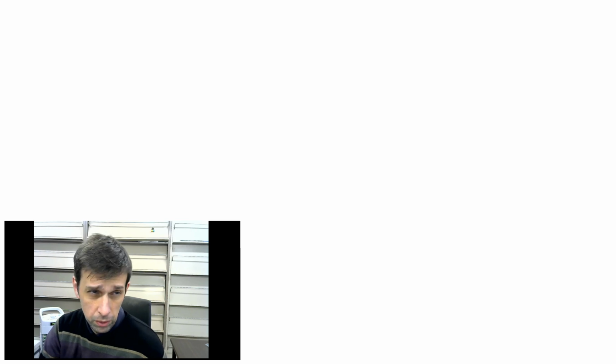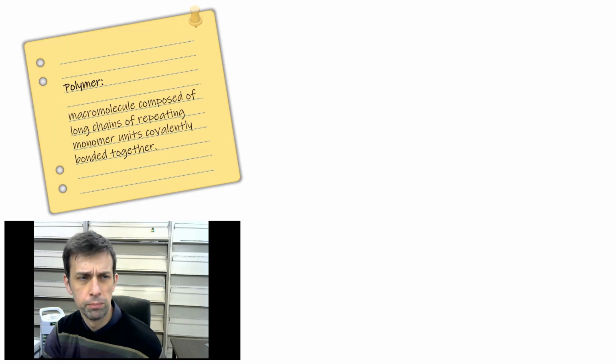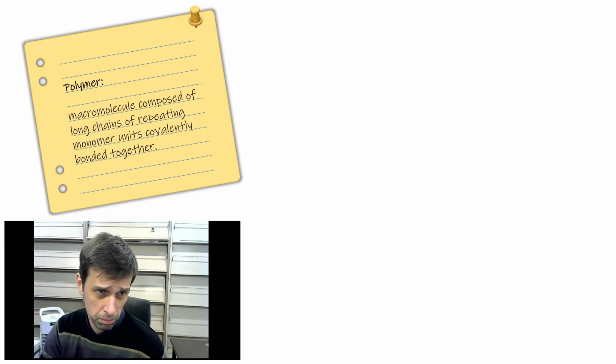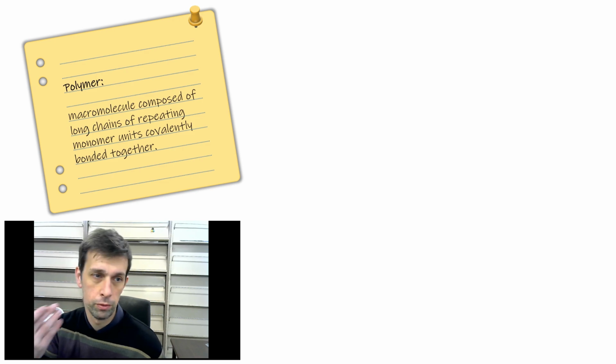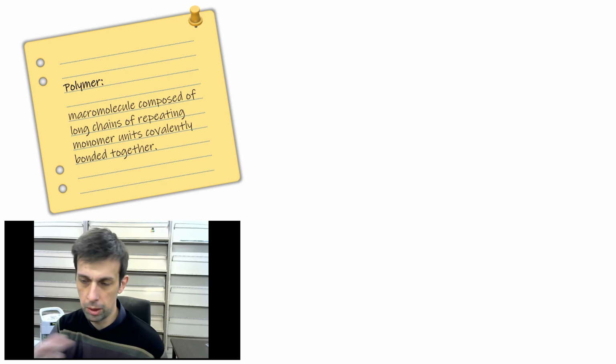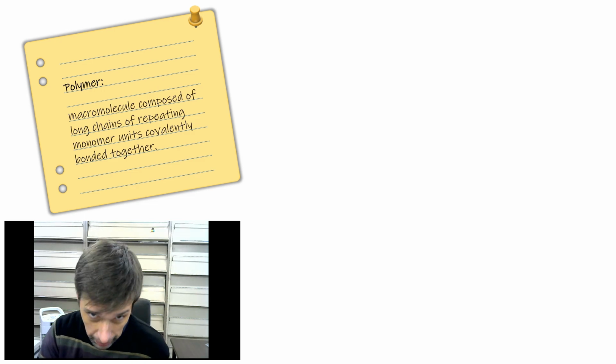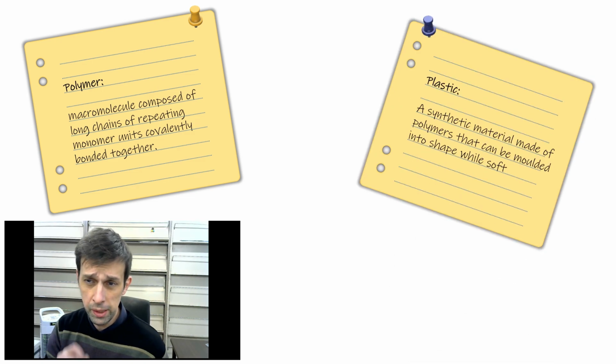And let's go to the differences between polymer and plastic. So polymer by definition, as we saw, is any macromolecule which is composed of long chains of repeating monomer units covalently bonded together. But plastics, on the other hand, are only synthetic materials that are made of polymers, but that can be molded into shape while soft.